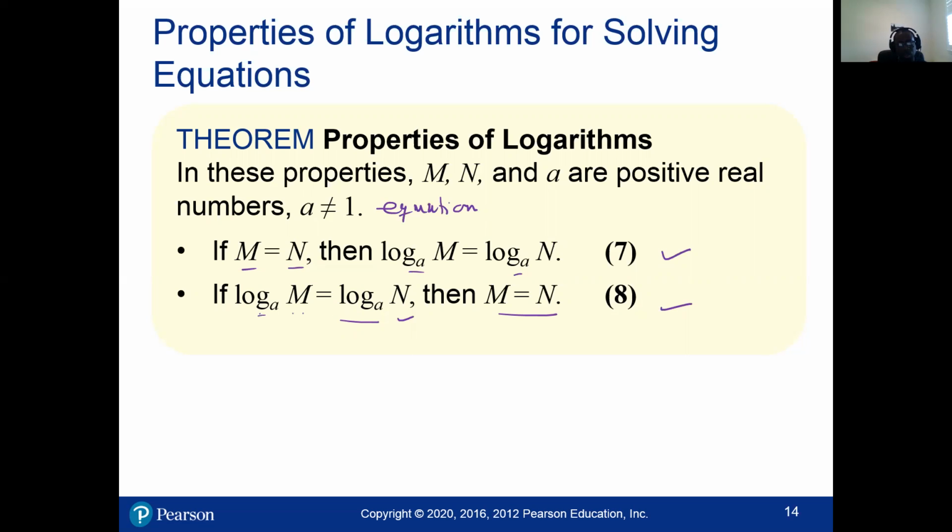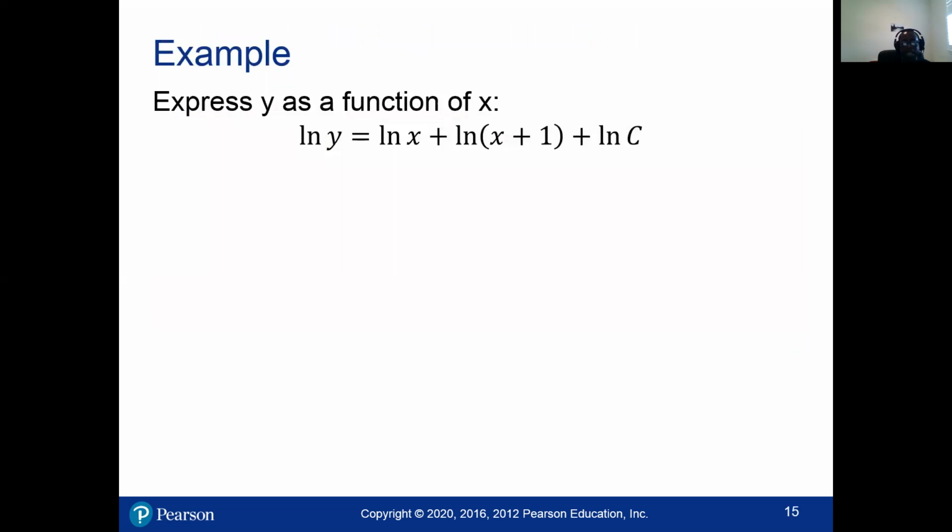All right. So here's one example. It said express y as a function of x. Now, if I look at this, I have plus between the terms. So I can write the right-hand side as a product. So this would be natural log of x times x plus 1 times c. And I have natural log of y.